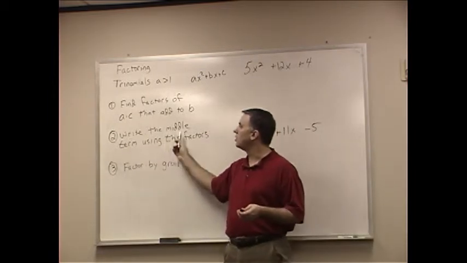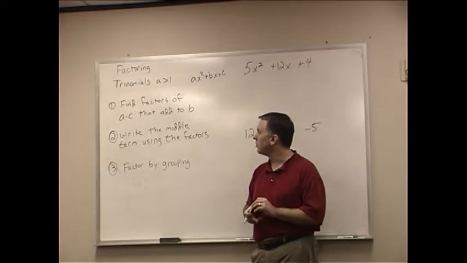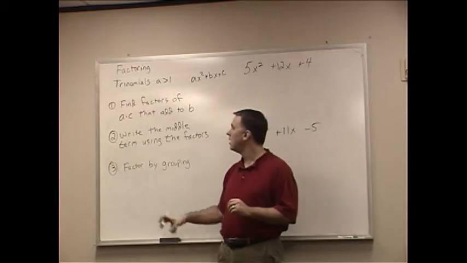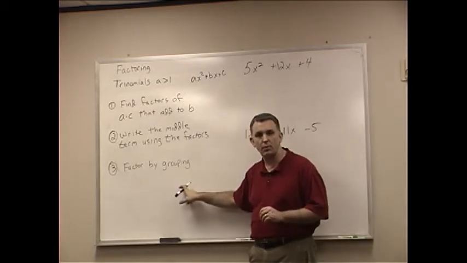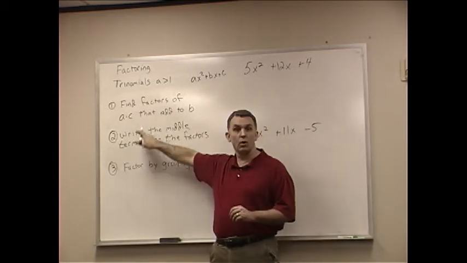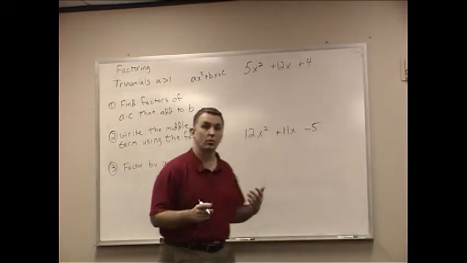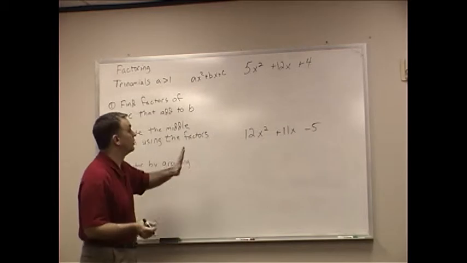The second thing we're going to do is write the middle term using the factors that we got in step 1. And then we're going to factor by grouping. Now, let's work through this. I've got 2 examples, and that's going to take about 10 minutes total with my starting explanation.